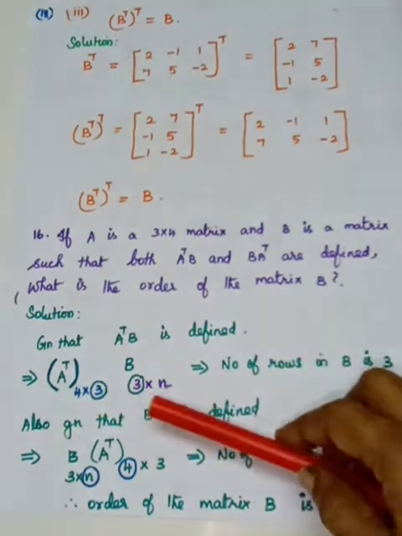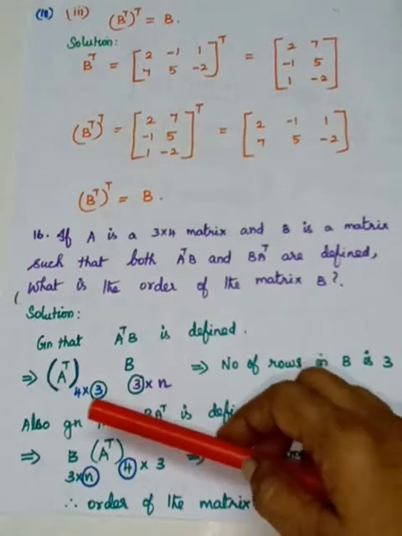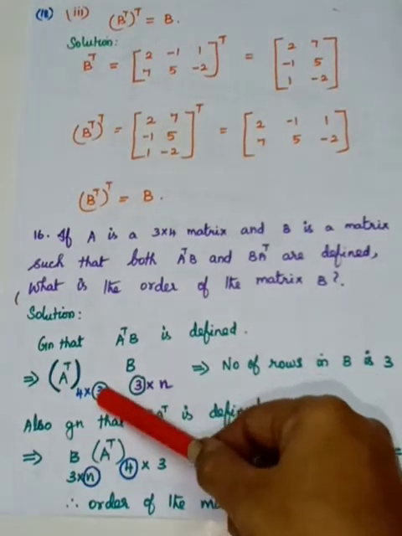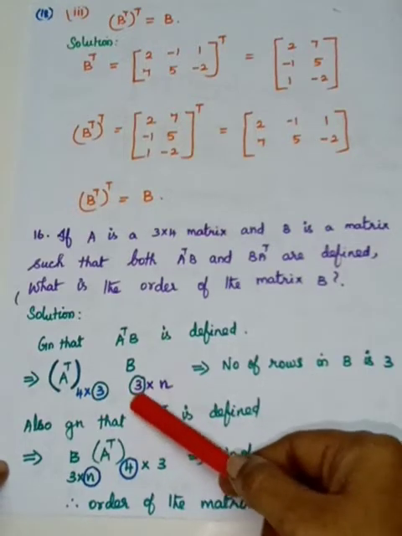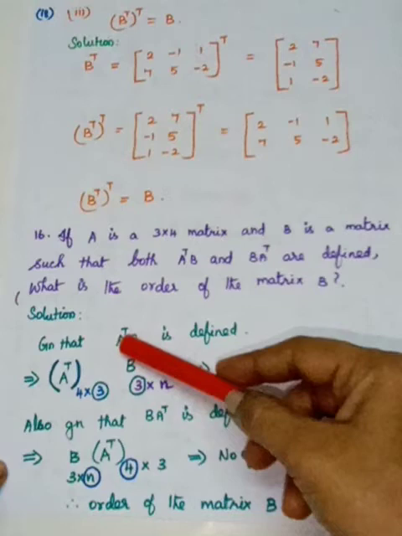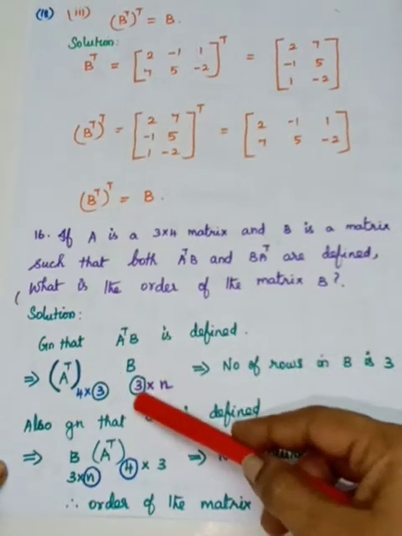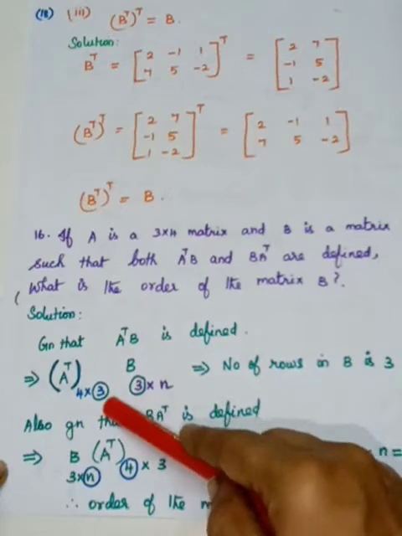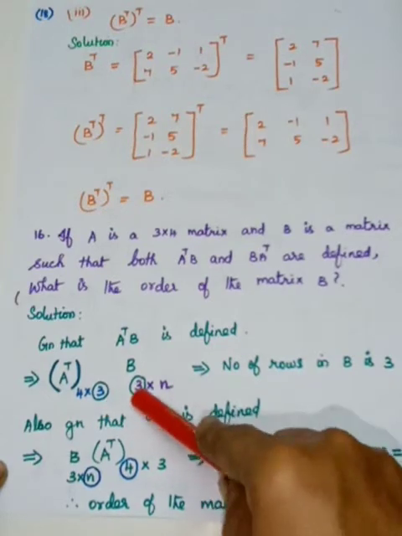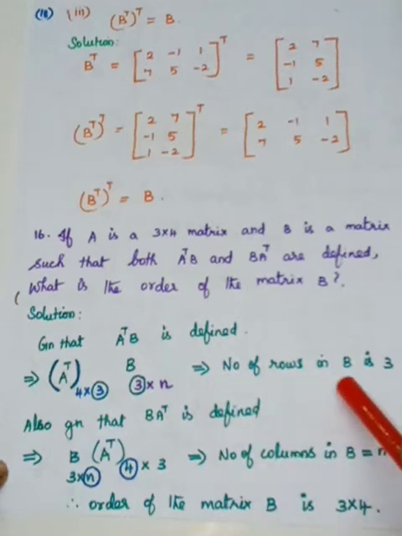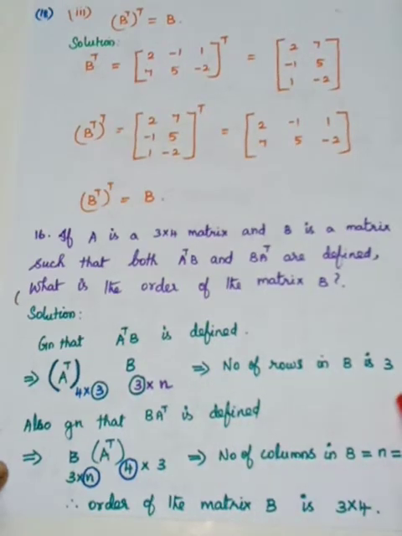So when we can multiply two matrices, the number of columns of the first matrix should be equal to the number of rows of the second matrix. Therefore the number of rows of B is 3, because the number of columns of A transpose is 3. So from this, the number of rows in B is 3, we have found.